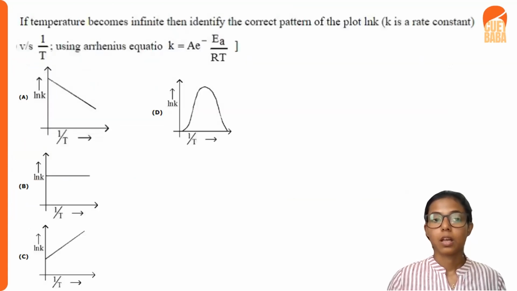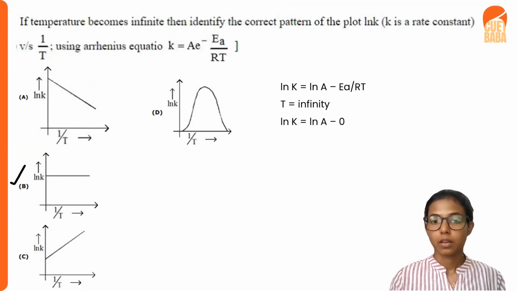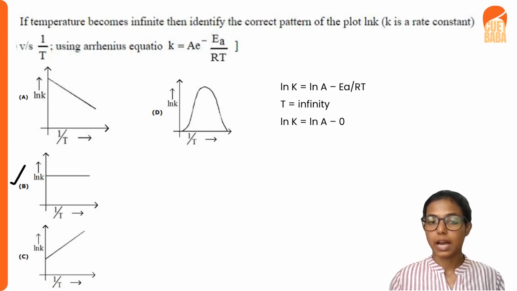Next question. If the temperature becomes infinite, then identify the correct pattern of the plot ln k, where k is the rate constant, versus 1 by T, that is 1 by temperature, using the Arrhenius equation k equal to A e raised to minus Ea by RT. So this graph is given here and the Arrhenius equation is also given here. We want to predict what will be the graph when we are plotting ln k versus 1 by T. So when we take the log on both sides, we can say that ln k is equal to ln A minus Ea, that is the activation energy, by RT.